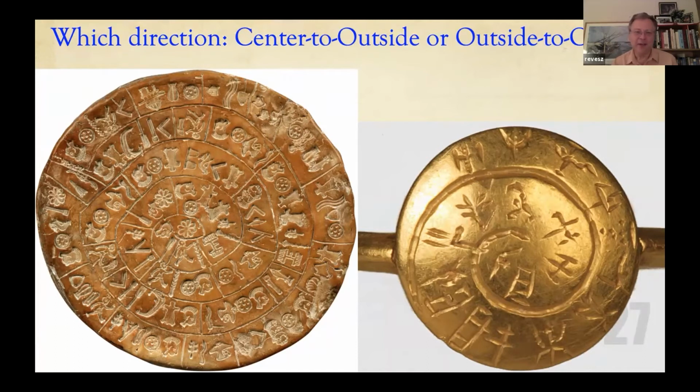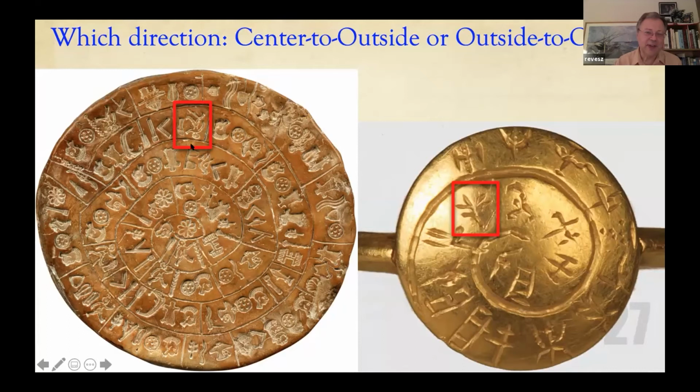So these are regular, which means in the Minoan Linear A script and other Minoan scripts, the direction is left to right. To be left to right, the Phaistos disk has to be read from the center outside, and the other, to be similarly left to right, has to be read from the outside to the center.